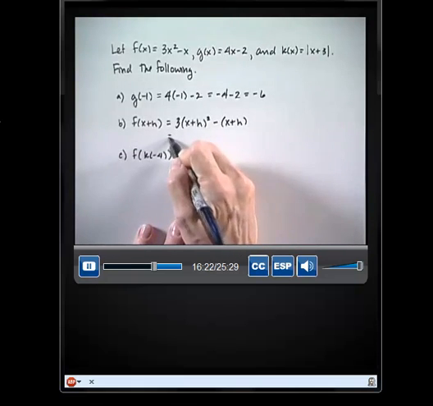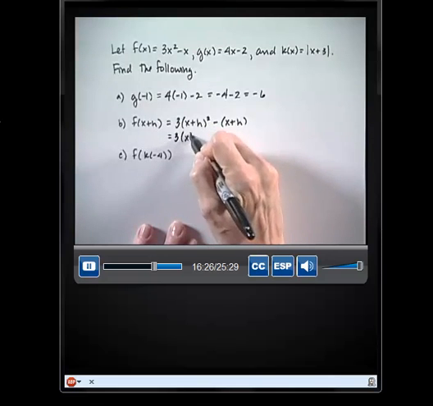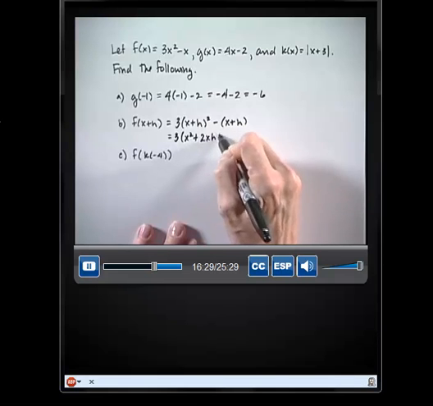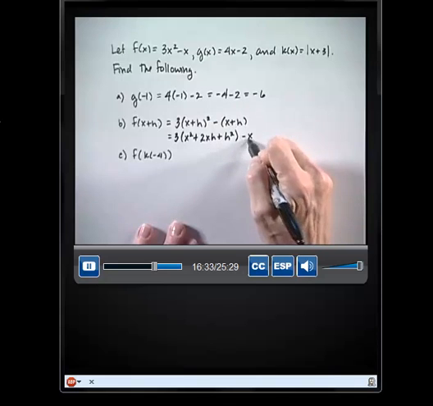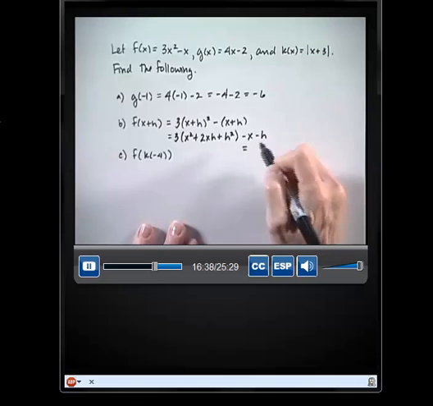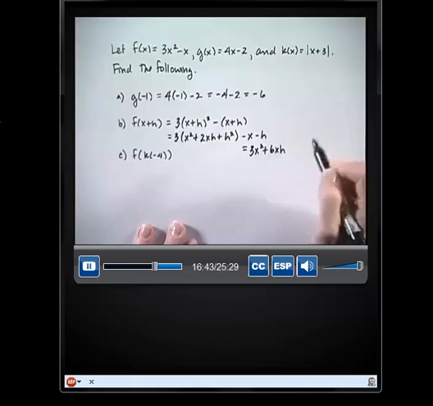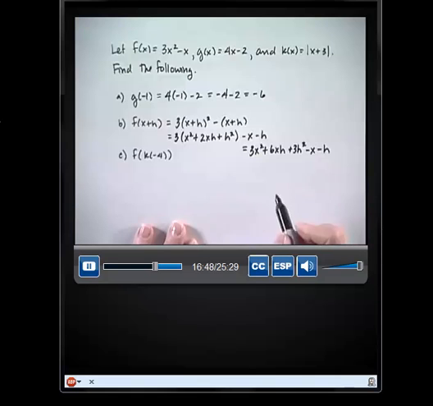Now to simplify this, we're going to square x plus h, multiply it by itself to get x squared plus 2xh plus h squared, as well as distribute a negative. And finally distribute a 3 to get 3x squared plus 6xh plus 3h squared minus x minus h. If there were any like terms, I would combine them, but there aren't. So this is the result of f of x plus h.